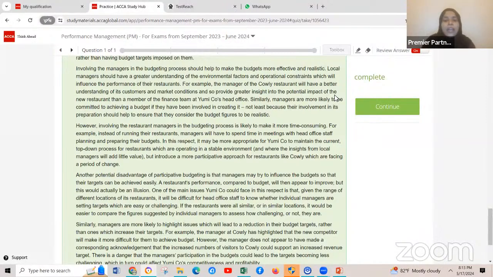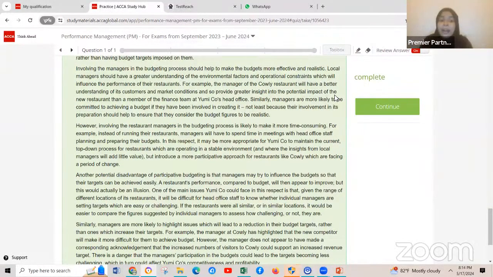Similarly, managers are more likely to be committed to achieving a budget if they have been involved. If those guys were involved in the budget, they also will be more willing to put it into action. Not least because their involvement in its preparation should help to ensure that they consider the budget figures to be realistic, since they have also given their input. So they feel like it's something that they can achieve. Rather than sometimes what the head office gives to them, they might have the opinion, no, it's too hard or something.